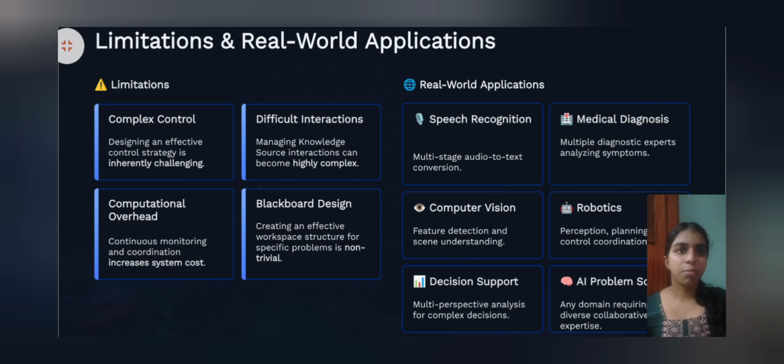Another limitation is computational overhead. Continuous monitoring and coordination of different knowledge sources may increase the computational cost. Also, designing an effective Blackboard structure for a specific problem is not always easy.